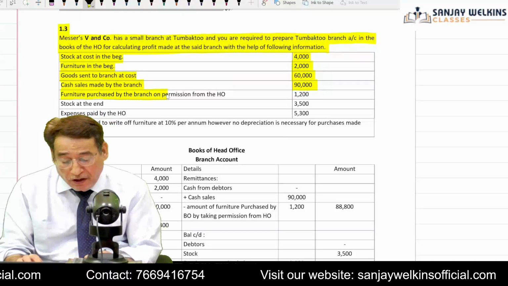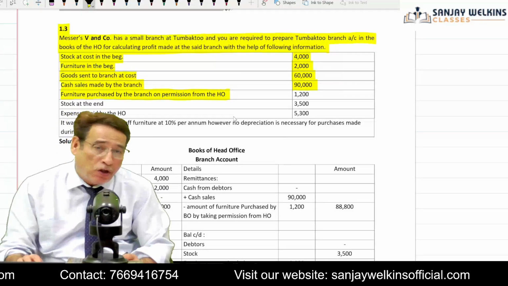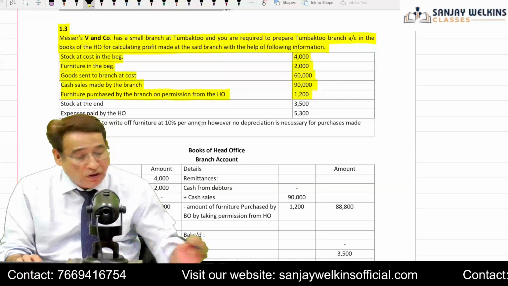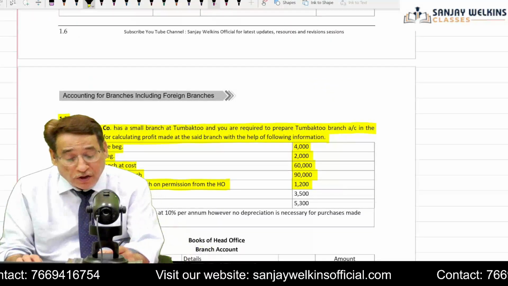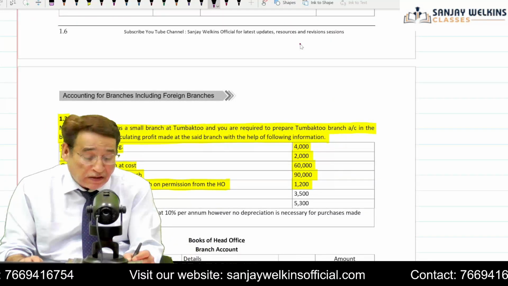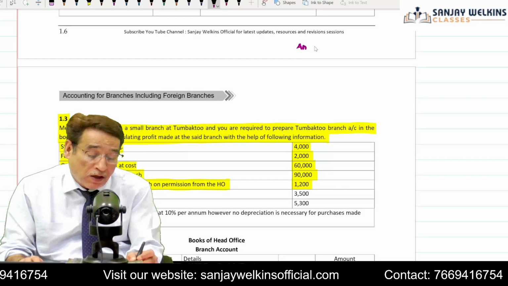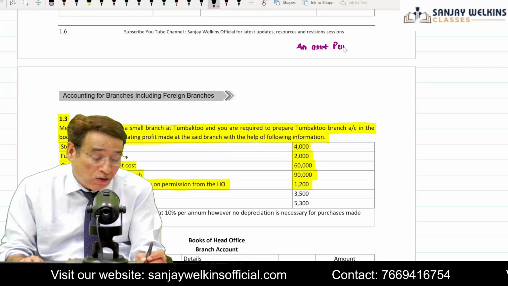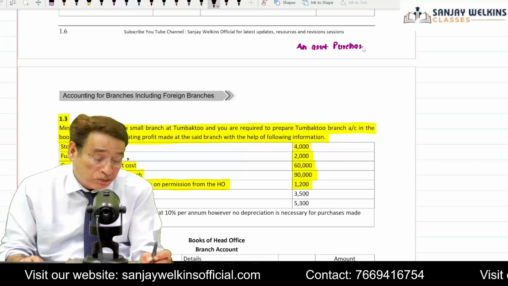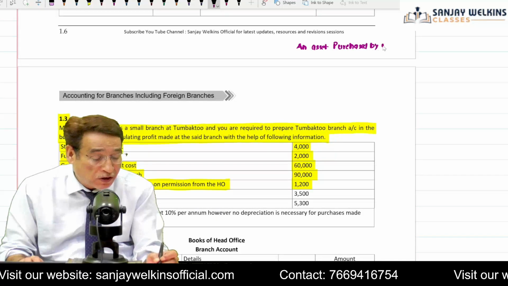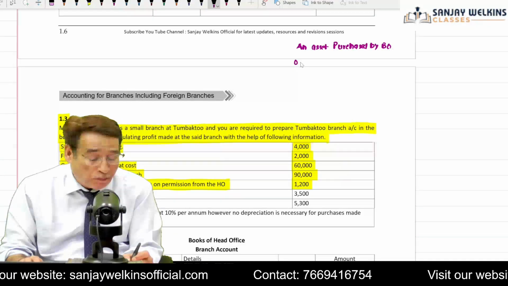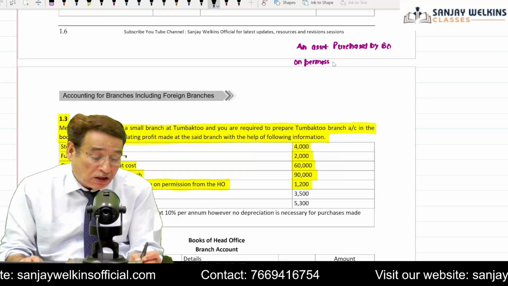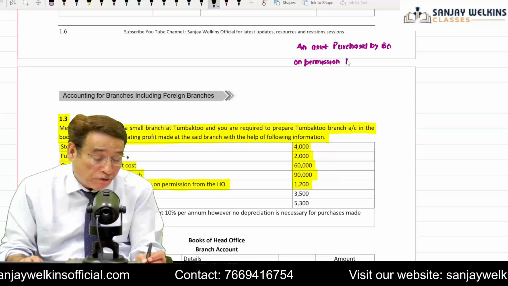Now here it is written furniture purchased by the branch on permission from head office, 1,200. Furniture purchased by branch. If in the question you are given such information that an asset is purchased, in this case furniture, an asset purchased by branch office on permission from head office, that means they have taken permission from head office and they have purchased furniture on permission from head office.